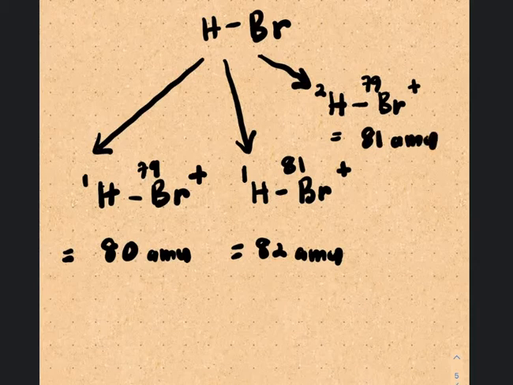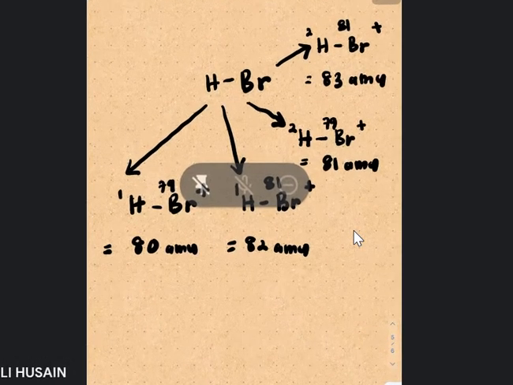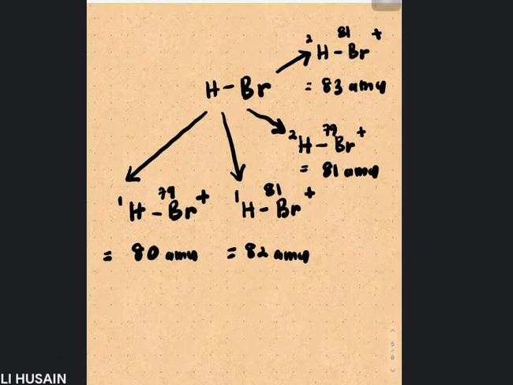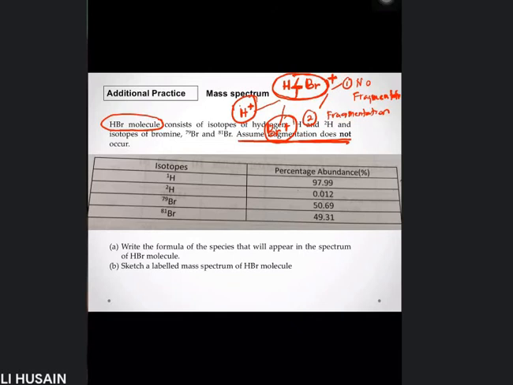Pula. Is there any other possibility combination? Another one. Dia apa? Hydrogen 2, bromine 81, plus. So total mass dia berapa? 83. 83 AMU. Okay, so kita dah tahu dah. It's possible kalau tak ada fragmentation, these are all species that can be detected by the mass spectrometer. So disebabkan kalau kita tengok balik soalan kata write the formula of the species that will appear in the mass spectrum. Kita dah buat dah tadi.